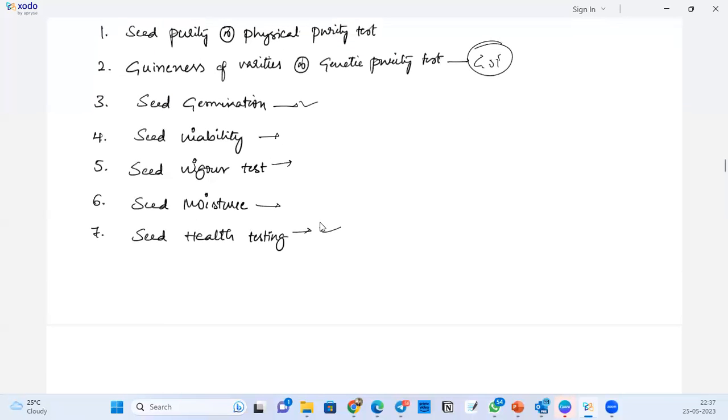And unofficially or informally, the seed vigor test is also done by the farmers before they sow the seeds to know the ability of the seeds, whether they will germinate or not. It is not only done in the laboratory, it is also done through traditional methods.